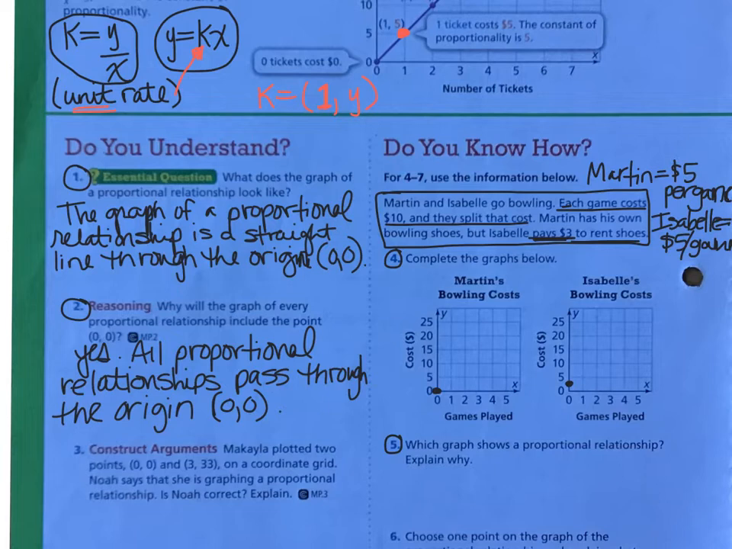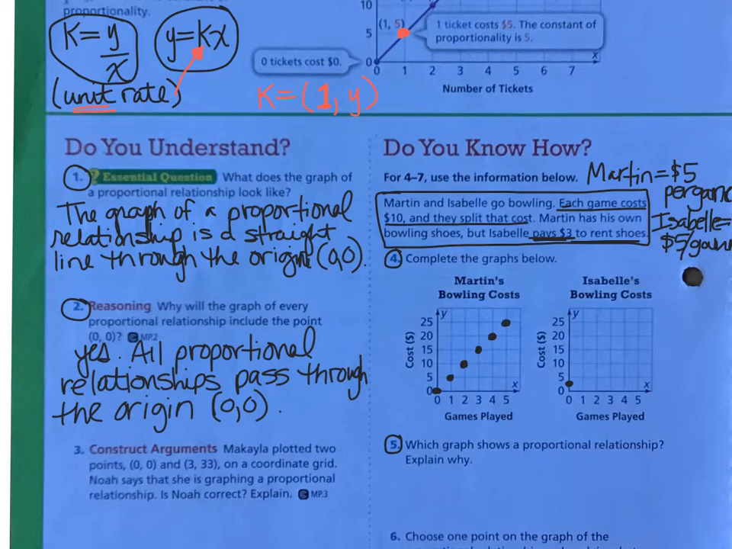Now, each of them pays $5 per game. So after Martin has played one game, his total cost is $5. Remember, he didn't have to pay for his shoes. He already had them. If Martin bowls 2 games, then his costs are $10. If he bowls 3 games, his costs are $15. If he bowls 4 games, his costs are $20. So each time we're just adding the $5 that the games cost.